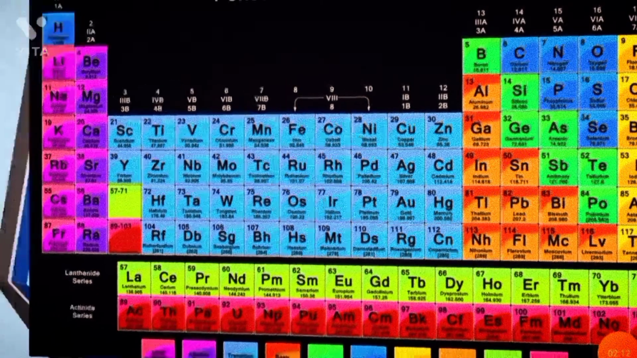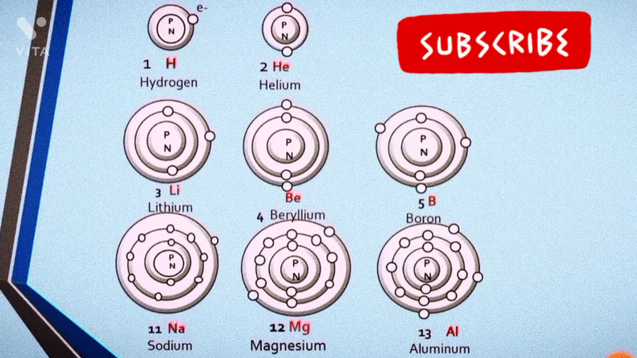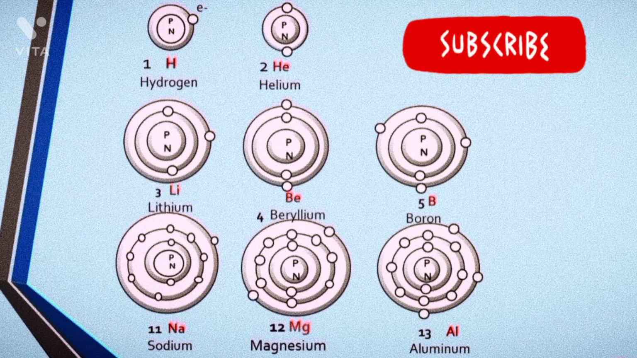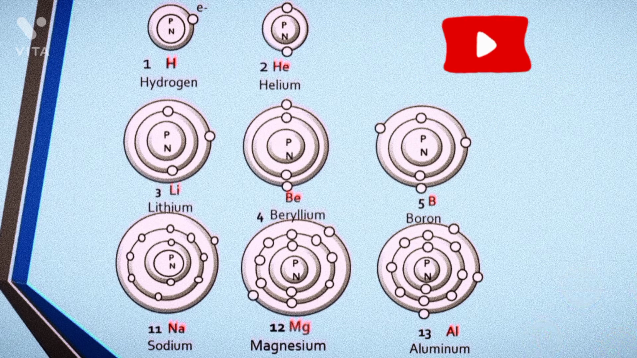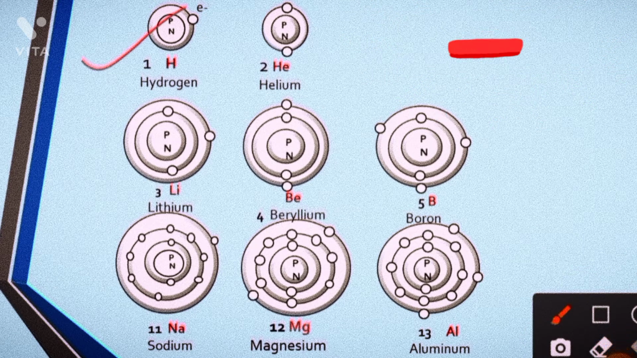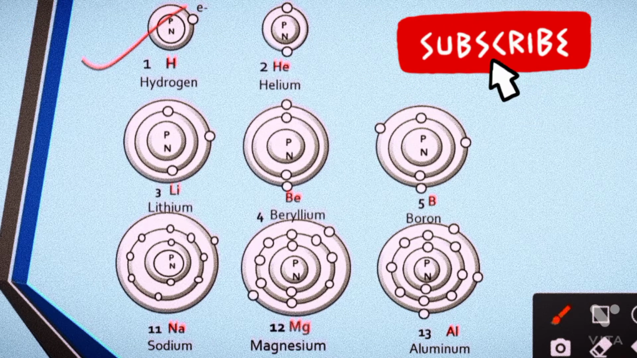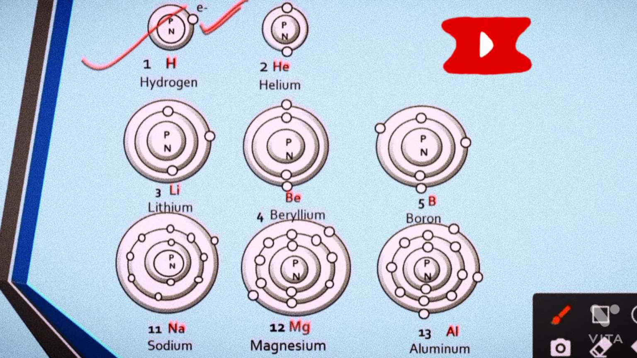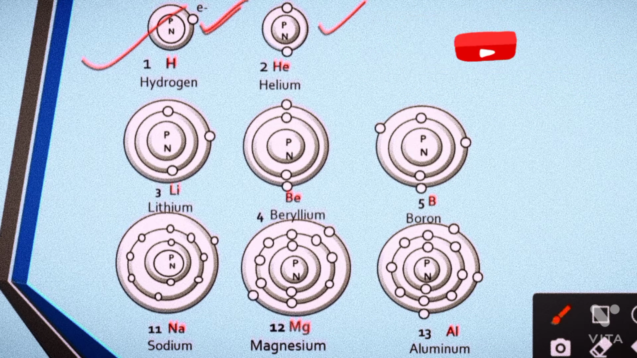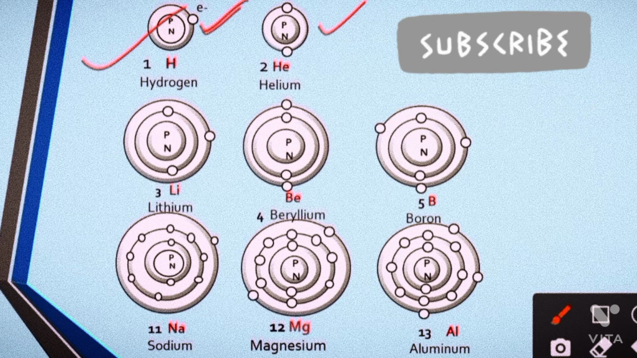Now let's see the electronic distribution in an atom of a particular element. First we will see the atom of hydrogen. The atom of hydrogen has 1 electron because the atomic number is 1. This 1 electron revolves in the first shell, because the first shell can hold 2 electrons and there is only 1 electron. Now helium has 2 electrons revolving in the first shell only, because the first shell capacity is 2 electrons. So the first shell is complete.